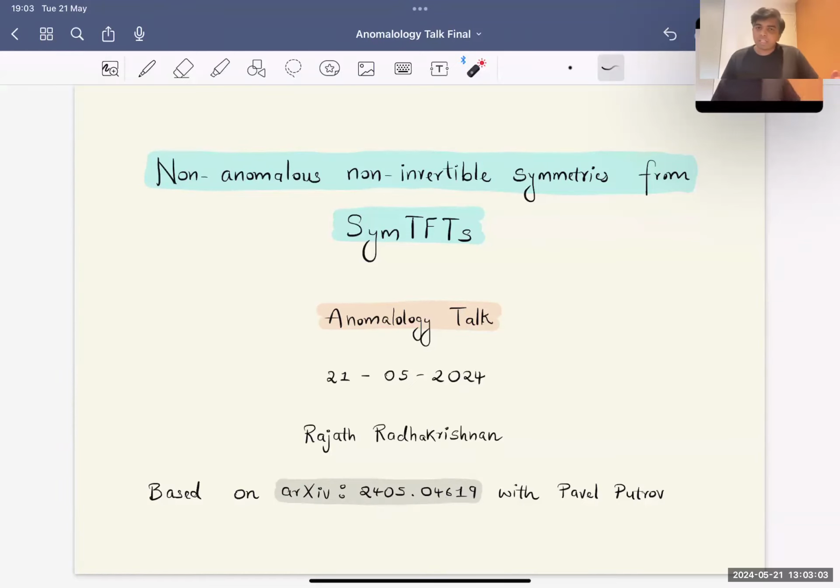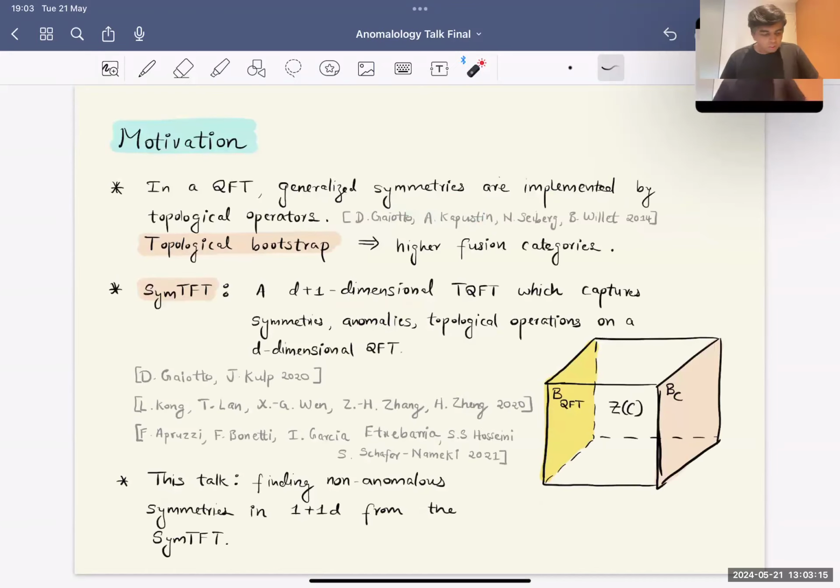Of course, let me start by saying that there is a lot of work on this topic, so if I miss your reference, please don't be offended. Let me start with a quick motivation.